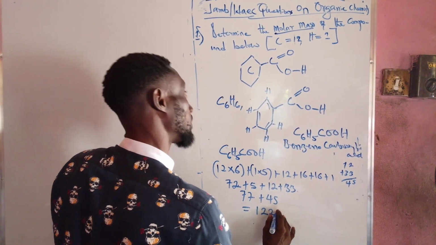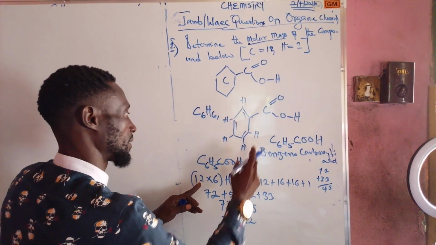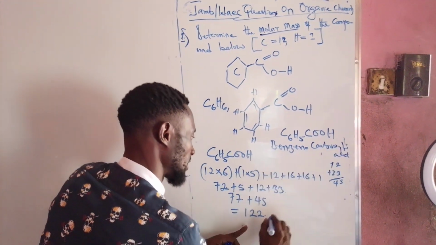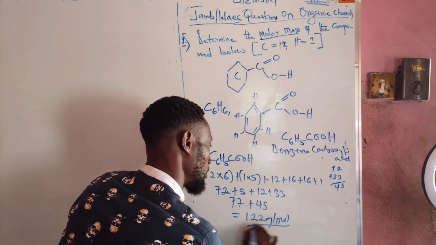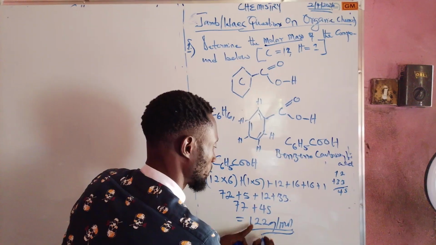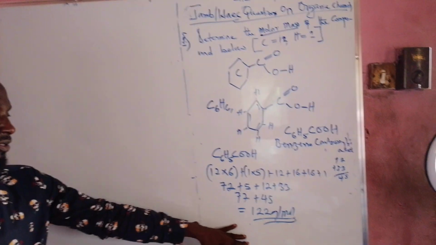So the answer to this question is that the molar mass of this compound, benzene carboxylic acid, is 122 grams per mole.